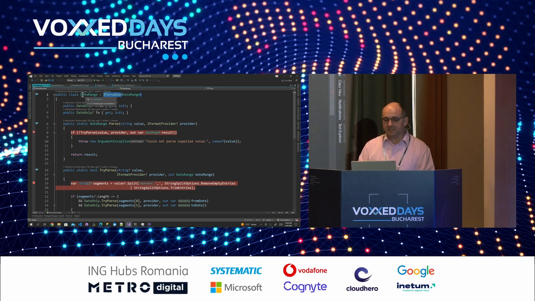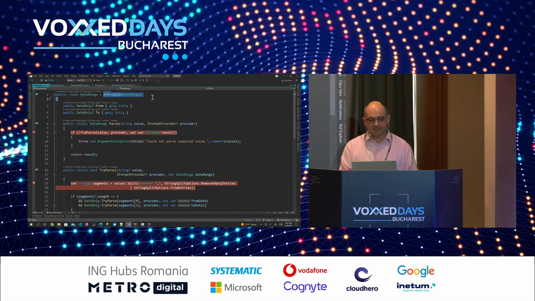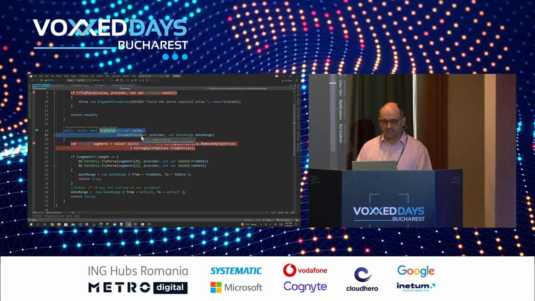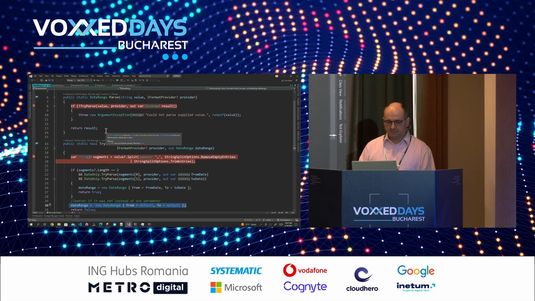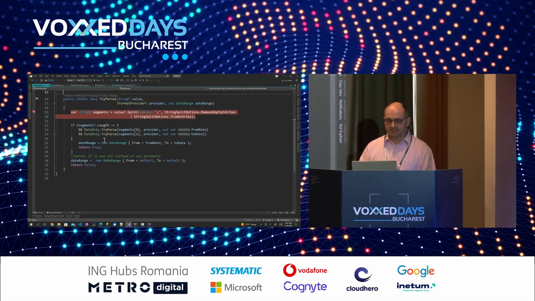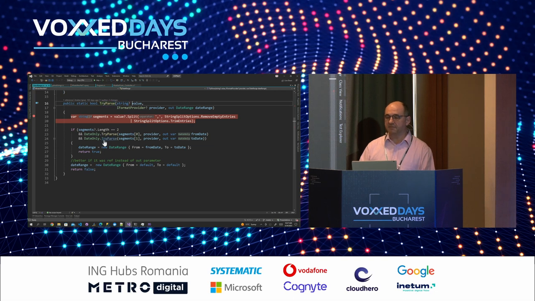And if you implement iParsable on the date range, it will parse. And I have here the try parse function, and it gives you a new date range in the end. So, okay, let me put it here. The try parse has a string value, the value that should be parsed. I have a format provider, and the out parameter that is returned is the date range that I should have here.